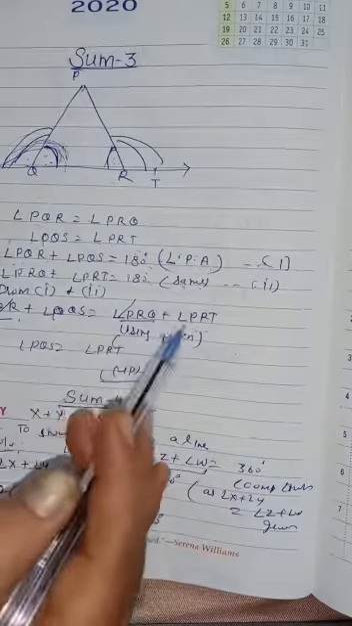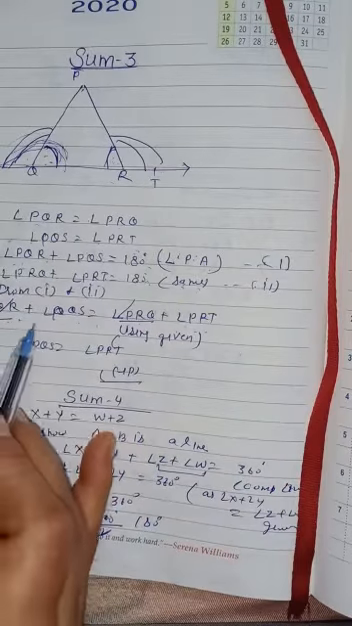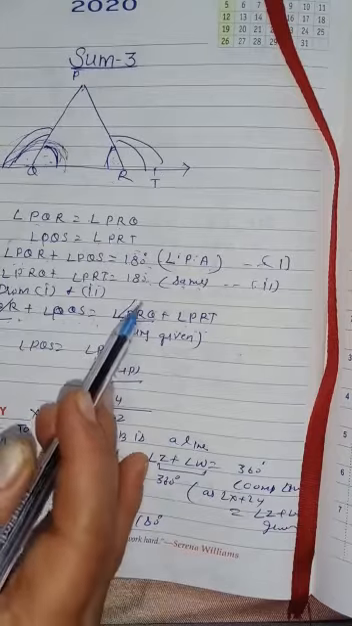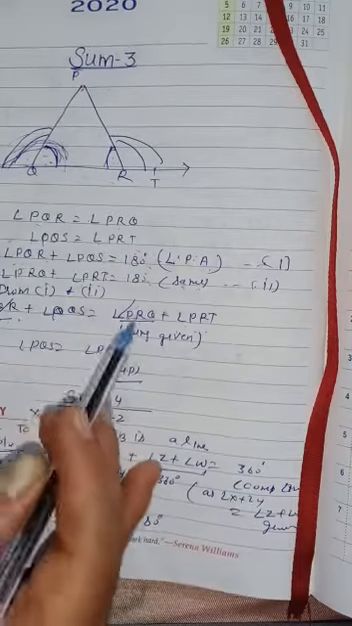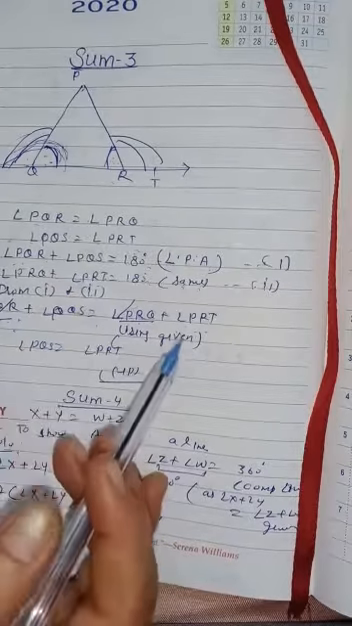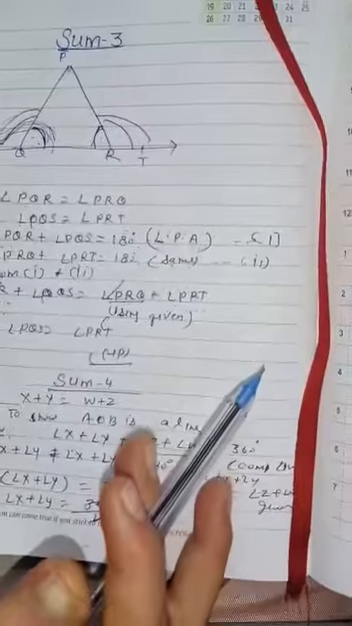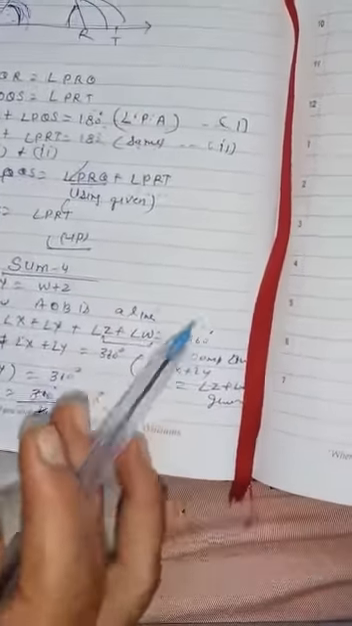Okay, these two are equal. But using given, can I say angle PQR is equal to angle PRQ? So these get cancelled with each other by using given. So we will be left with only angle PQS is equal to angle PRT. Clear? Now next question, we are going to do the fourth question.